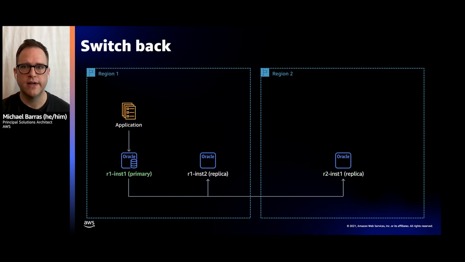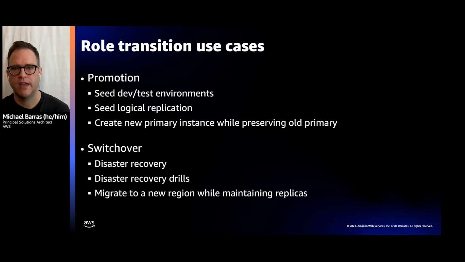Once any post-switchover action is complete, including your post-switchover backup and any other option group configuration, you'll be able to switch back as well. Simply call the Switchover Read Replica API again, and the roles will again reverse, converting the original source instance back to a primary. So now we have two options for role transitions. Let's talk about when to use them.